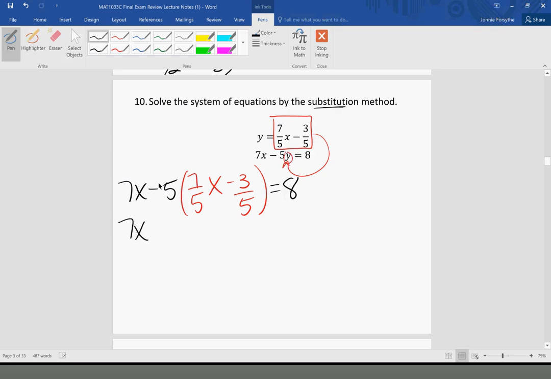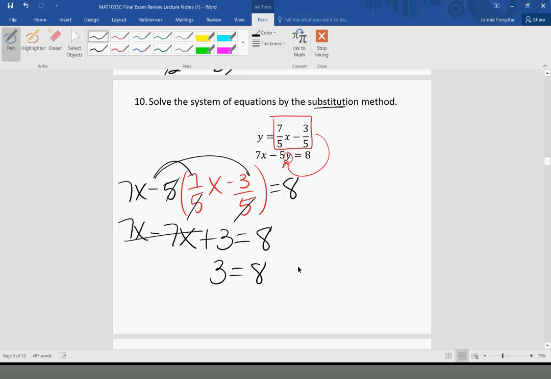So I have 7x, I'm going to distribute negative 5 times 7 over 5. The 5's cancel, and I'm just going to have negative 7x. And then negative 5 times negative 3 over 5. Those 5's cancel, and I'm going to have negative times negative 3, which would be positive 3, equals 8. So now 7x minus 7x cancels out to nothing. So I just have 3 equals 8. Now is this true? No, that is not true.